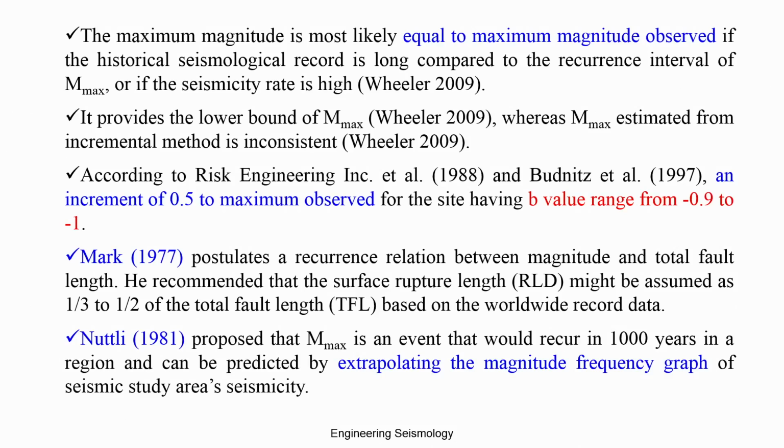According to Risk Engineering Limited 1998, Bender et al. 1994, an increment of 0.5 is added to the observed magnitude for a site having a b value of so much.